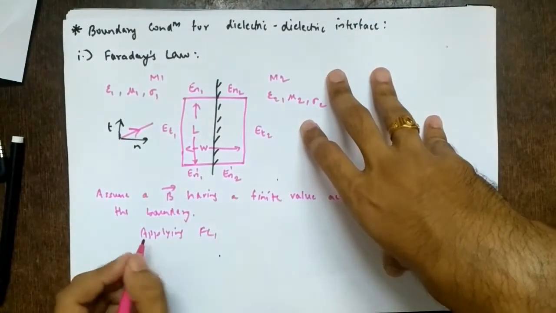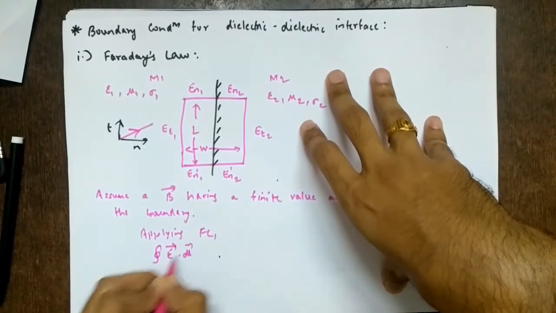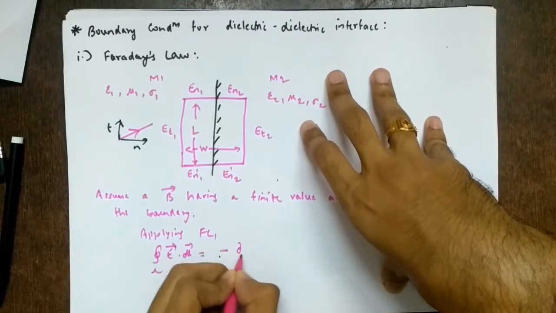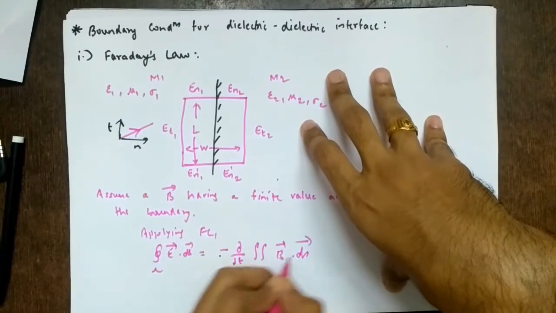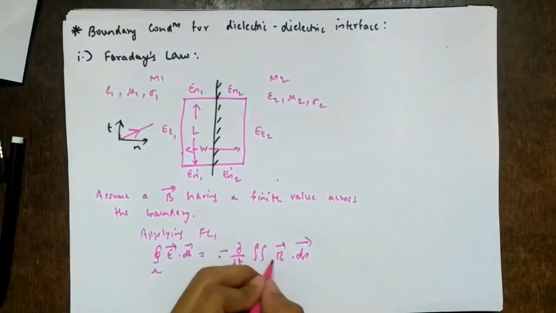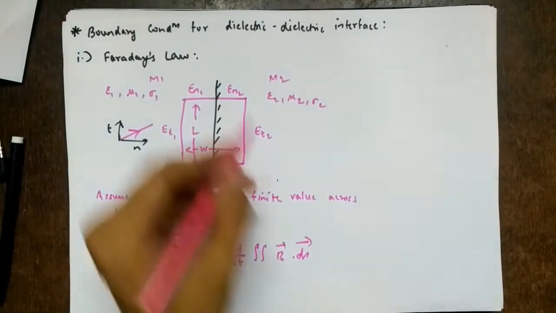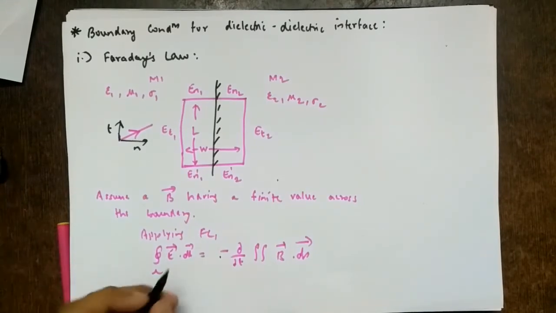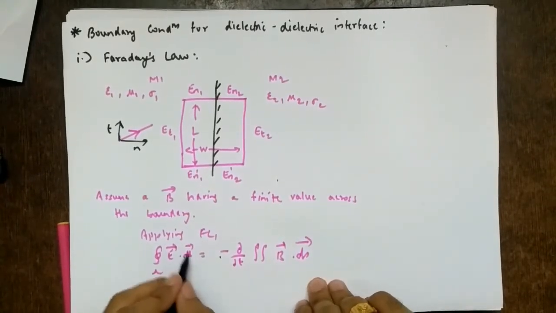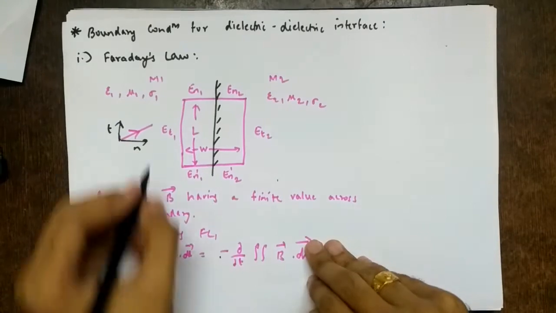So applying Faraday's law. What is Faraday's law? Closed integral of E vector dot dl vector equal to minus del by del t surface integral of B vector dot ds vector. If you see the formula for Faraday's law, we have B vector, so obviously there should be some B vector present here. That's why we have assumed that B vector is already present inside that rectangle. The line integral of E dot dl is the summation of all the dot products of E vector and dl vector. So that is what we have to do.